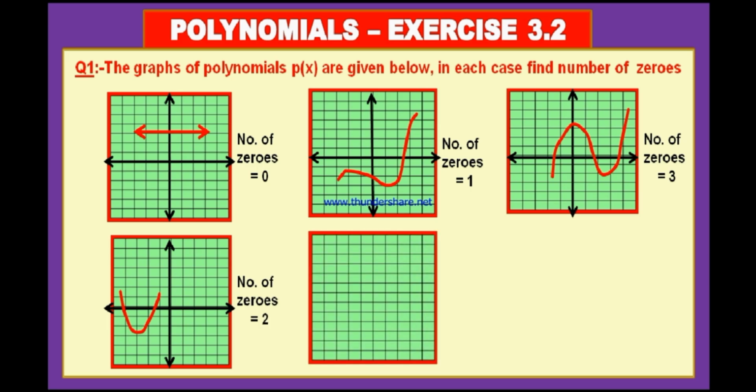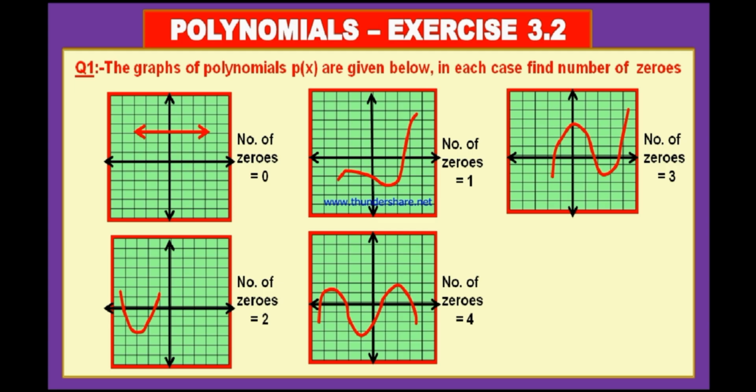And the next one, the fifth now. The given curve is like this, and this curve is intersecting the x-axis at 1, 2, 3 and 4 points. Since it is intersecting the x-axis at 4 points, the number of zeros of this curve or of this polynomial is equal to 4.